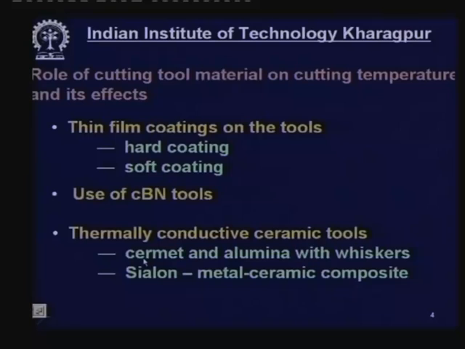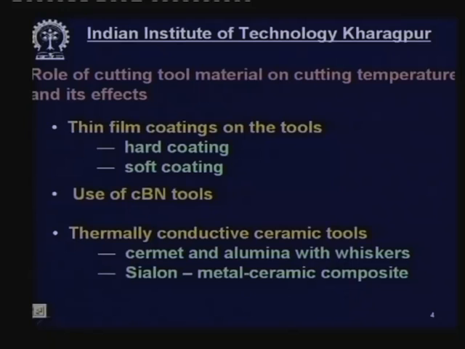Now, first the cutting tool: the role of cutting tool material on cutting temperature and its effects. The cutting tool material plays a quite significant role on the cutting temperature, because if the cutting tool is not very hard and wear resistant, then it will undergo plastic deformation and wear. So, there will be more heat due to friction, rubbing and cutting force. So, the tool has to be very hard and wear resistant and very stable, and the friction should be as less as possible. Some examples are given here.